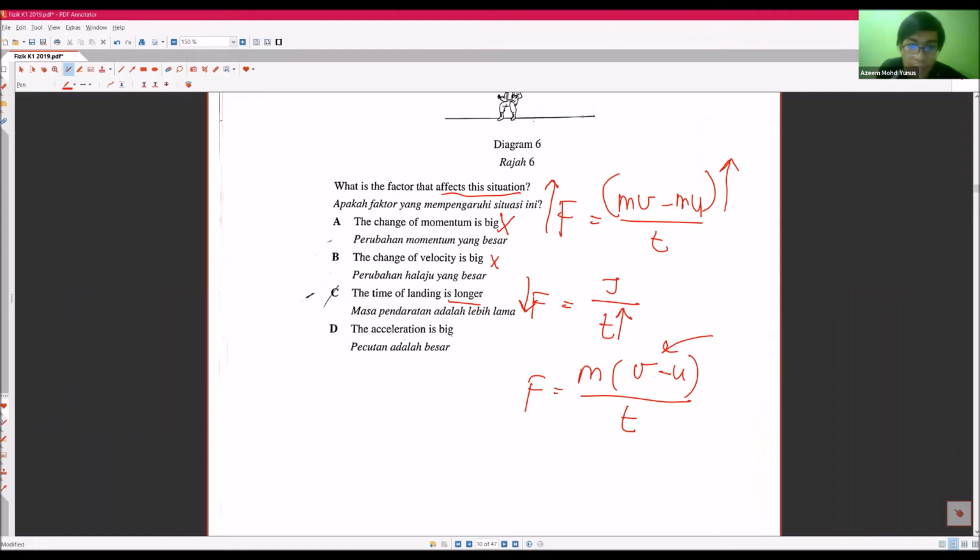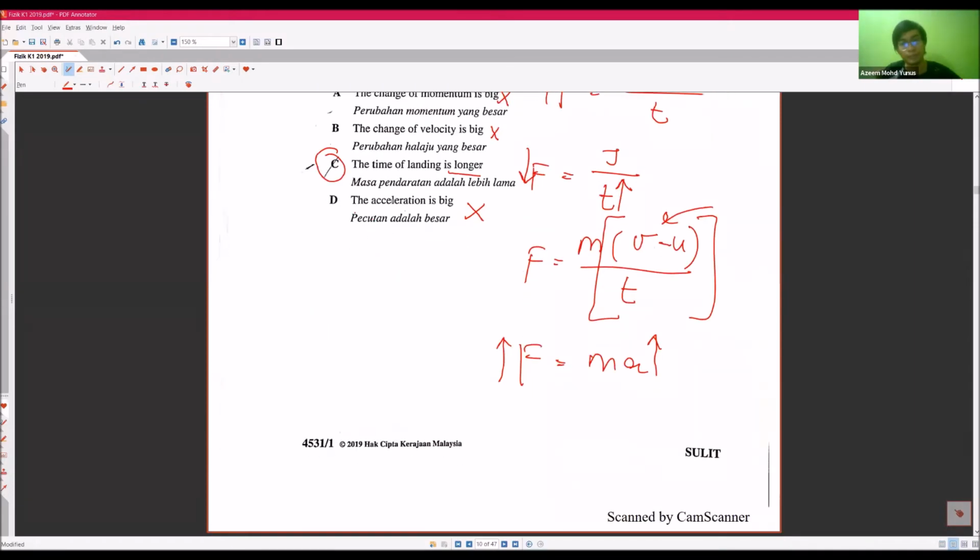Acceleration is big, so acceleration is actually this thing over here. So F equal to ma, because v minus u over t is acceleration. So acceleration big, force is big. So this is wrong. So the answer is C. We want basically to reduce impulsive force.